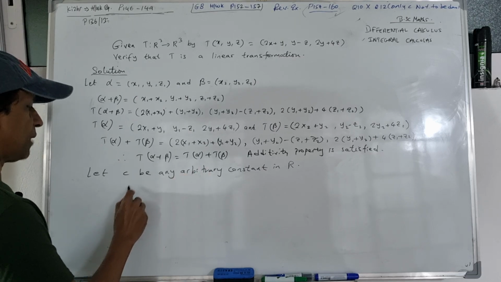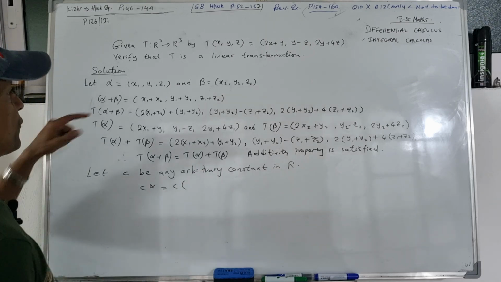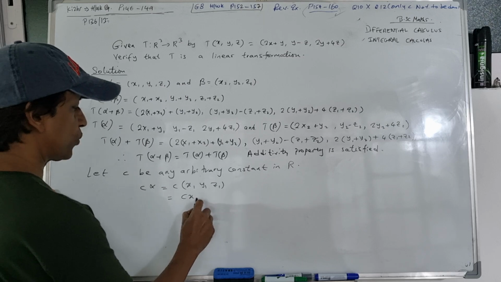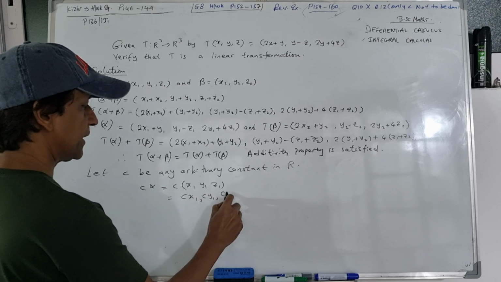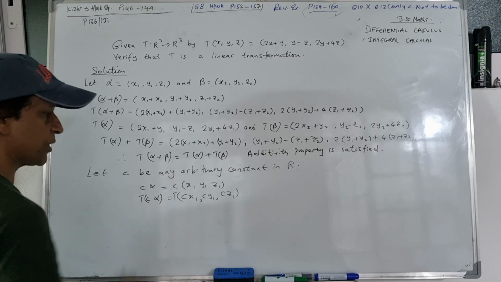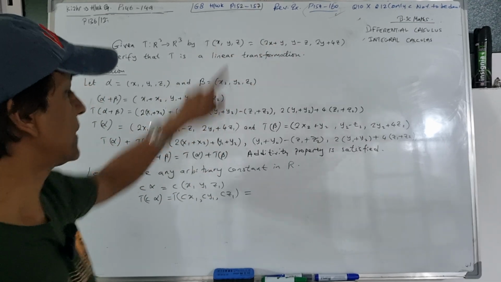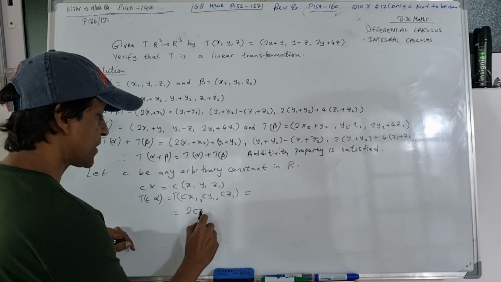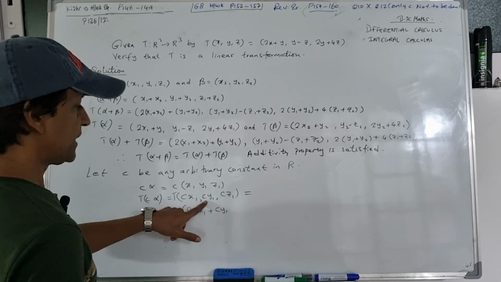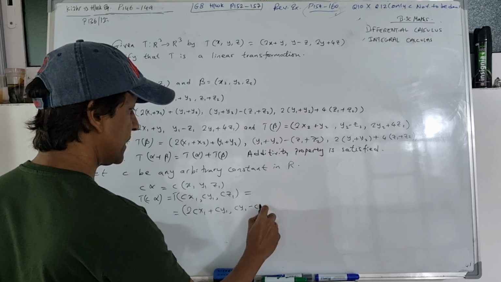Now, if that's the case, I want T of C alpha, but first of all I want C alpha. C alpha is my vector alpha, which I would say is x1, y1, z1. So if I apply this, I get cx1, cy1, and cz1. Now I apply the transformation on C alpha, referring back to the transformation. 2x plus y: cx1 becomes 2cx1 plus cy1. That's my x transformed. And y becomes y minus z, so cy1 minus cz1.